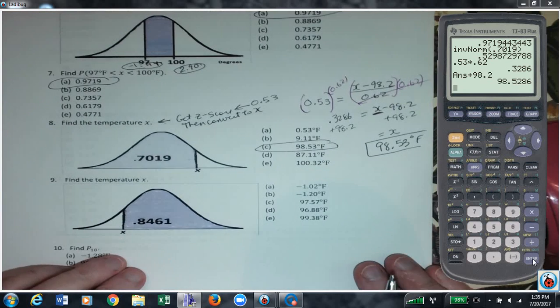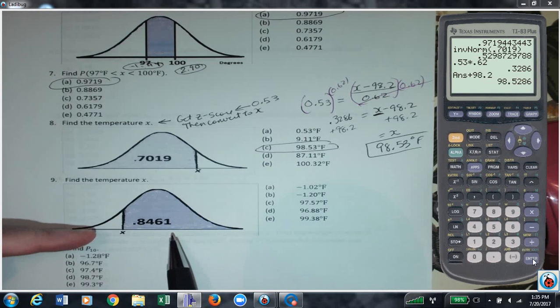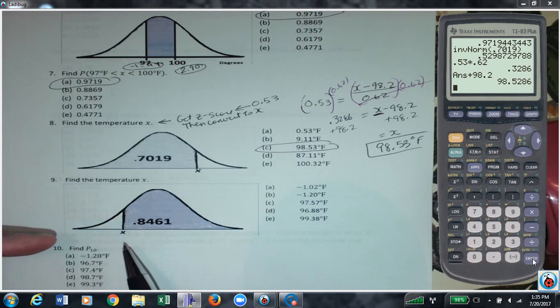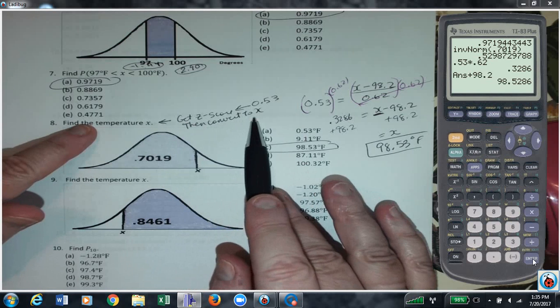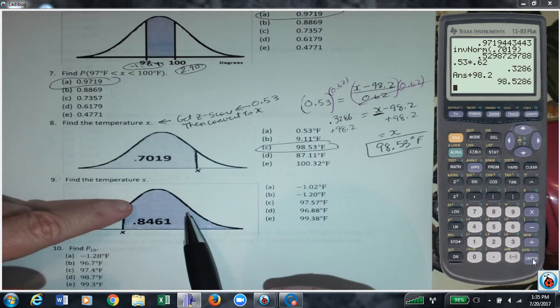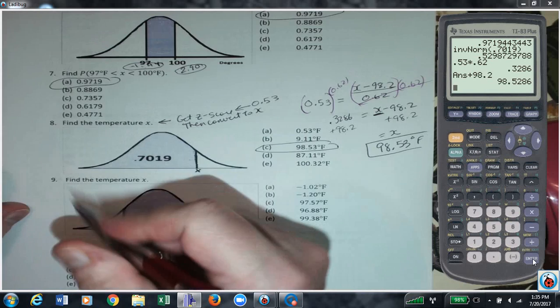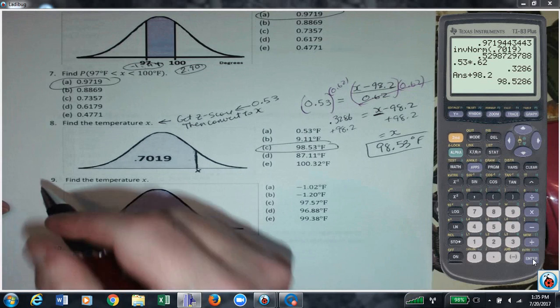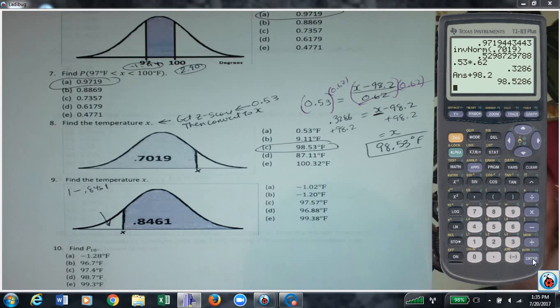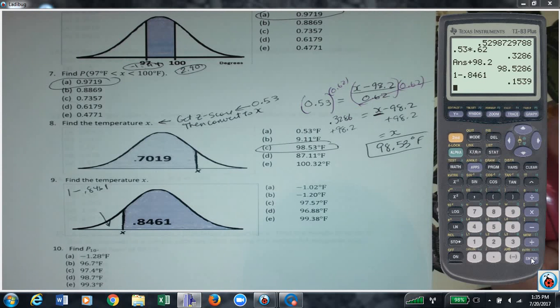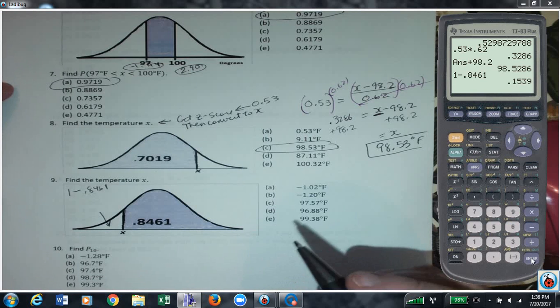Okay, now find the temperature x, but this time we have right area. The steps are still going to be the same: get the z-score, then convert it to x, but they've given me right area. I need left area. And what is the left area? It's going to be 1 minus the right area. .84. So 0.1539.